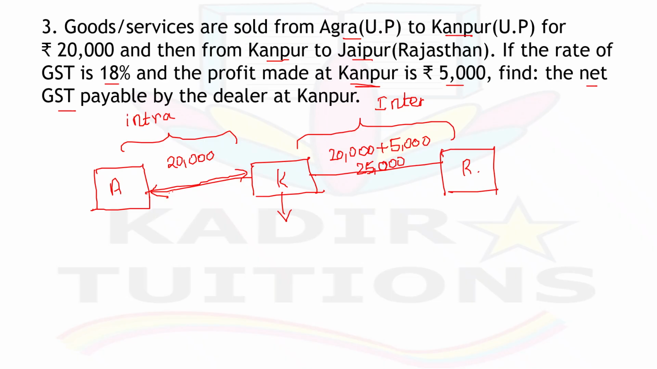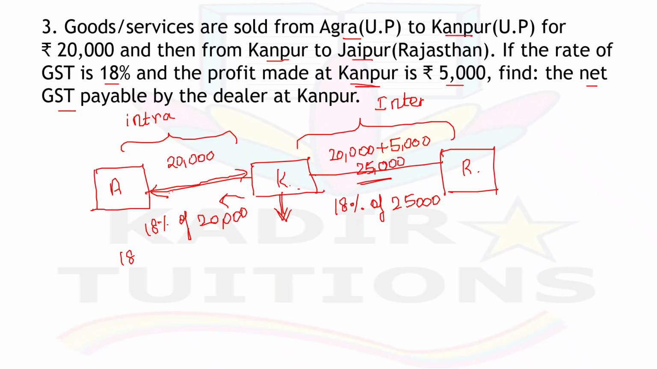Okay, what is the meaning of net GST? It's nothing but when he is getting the goods or services from Agra, he would have paid some GST, right? It's nothing but 18% of 20,000 he has paid. Now, when he is selling the goods or services to Rajasthan, he would have received the GST from Rajasthan, which is 18% of the selling price. Here the selling price is 25,000. So he would have collected 18% of 25,000. So he paid 18% of 20,000, the Kanpur person, and he collected 18% of 25,000.